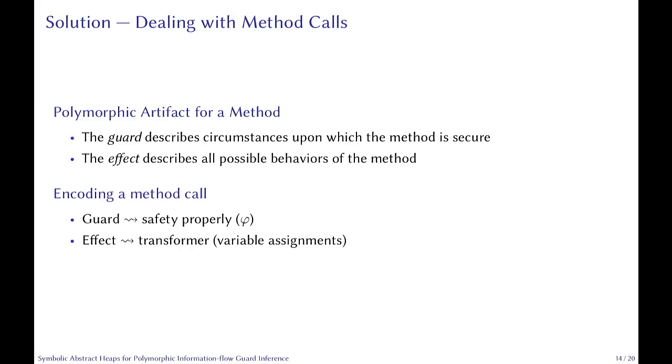And we actually deal with method calls by assuming that we have the guard as we computed, and an effect, which is actually a description of the possible behaviors of the method. Okay, and encoding a method call boils down to ensuring a safety property which is given by the guard, and the effect actually gives us variable assignments for the outgoing transition.